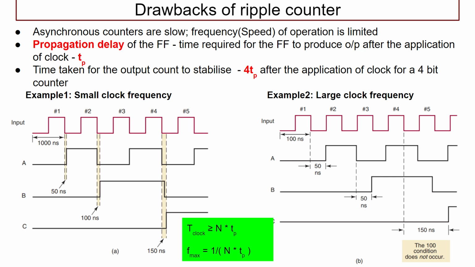For example, if Tp is the propagation delay of one flip flop, then the total propagation delay of the counter circuit is 4 times Tp, and hence the counter will be able to produce a stable output only after 4 Tp seconds, and hence such counters are only applicable for low speed applications. For high speed applications, the counter is not suitable.